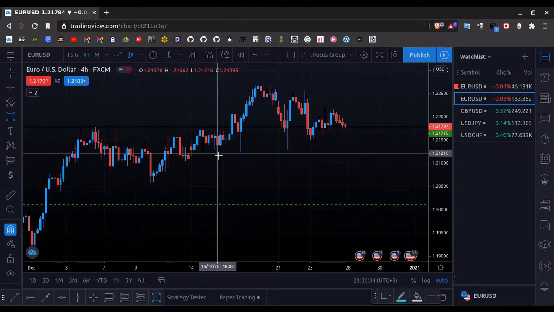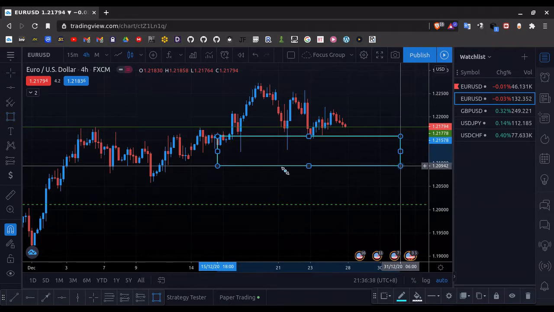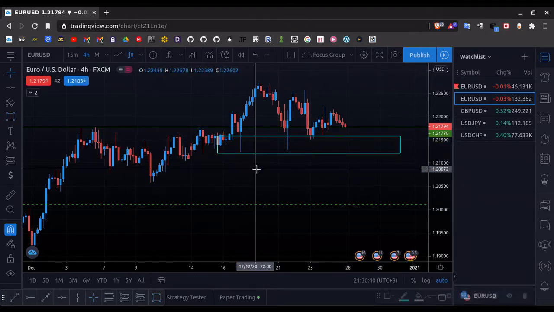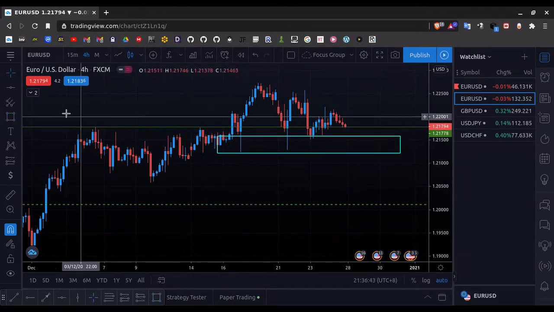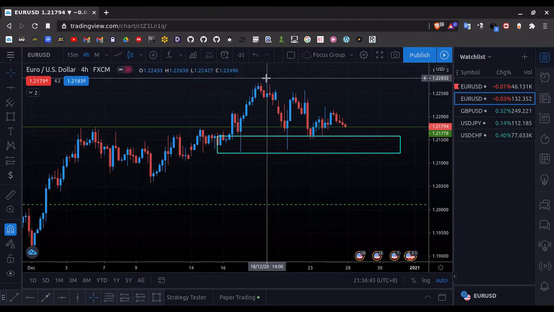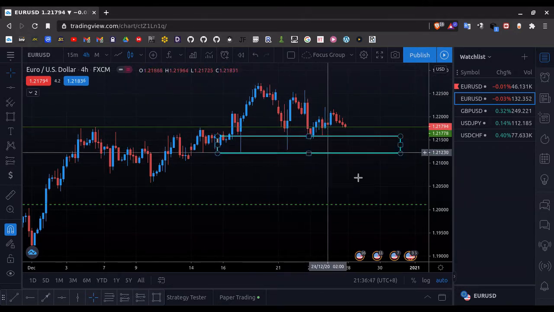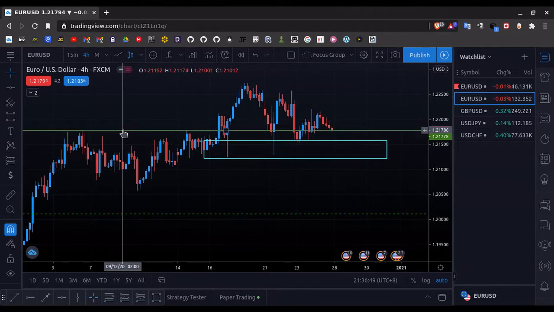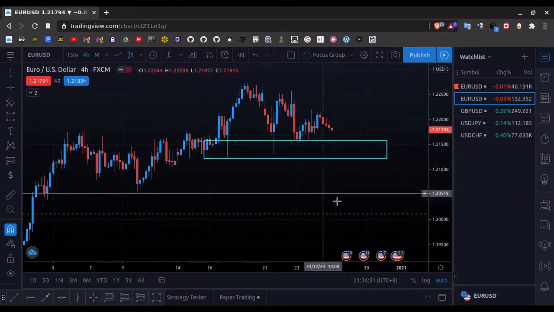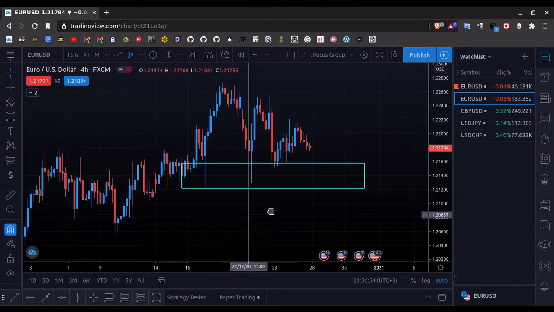So what we would do is draw our zone here and extend it to the future. So as you can see, price broke out, came back, retested the zone, went further, came back, and tapped the zone again. So that would be our first zone for EURUSD that is of interest to us.